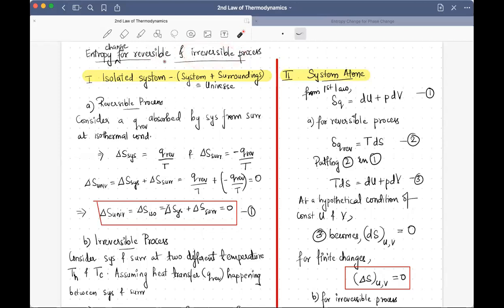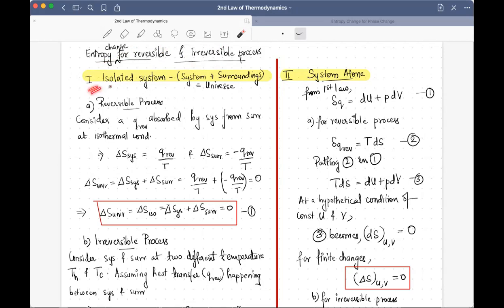Reversible processes are ideal processes which we usually take into consideration when deriving equations in thermodynamics. So in this video, we are trying to calculate the entropy change for both these reversible and irreversible processes. For calculating this entropy change, we are going to take two different types of conditions or two different types of system.